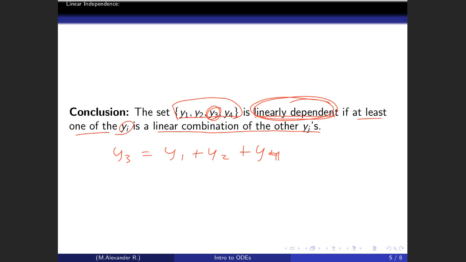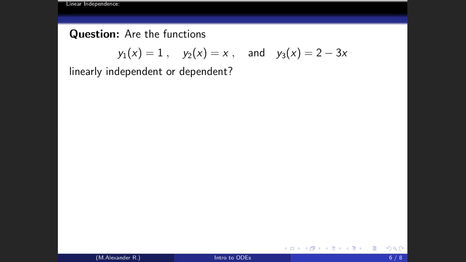All right, so let me give you another example just to give you a feel for this, okay? So we have 3 functions now. Remember, before we dealt with 4 functions, so we wanted to know, is that collection of 4 functions linearly dependent? Now we have only a collection of 3 functions, and we want to know whether this collection of 3 functions is linearly independent or dependent.